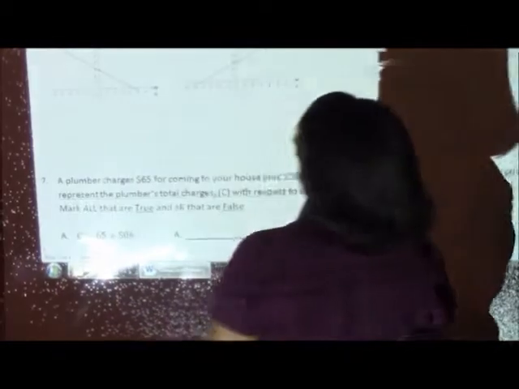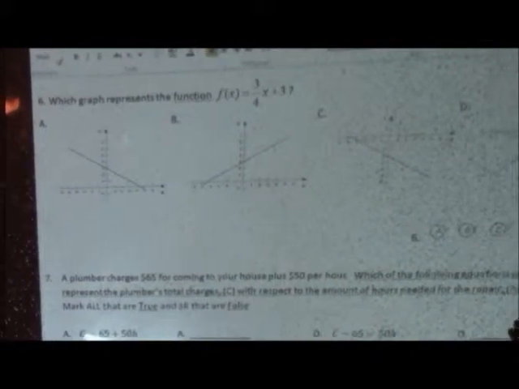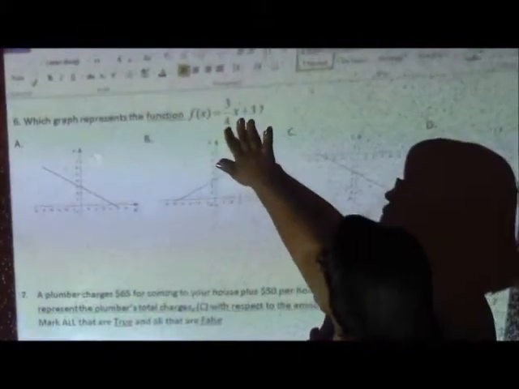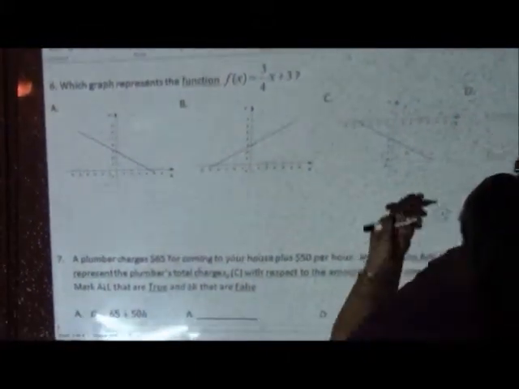Okay, let's look at number 6. Which graph represents the function f of x? F of x, c of t, that's just function notation, okay? Because these are functions, meaning they pass the vertical line test, or no x-coordinate repeats. But you can also use y equals to represent this rule, y equals 3/4 x plus 3. So f of x equals 3/4 x plus 3.